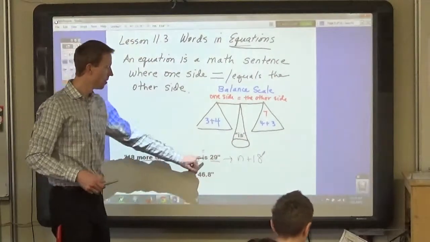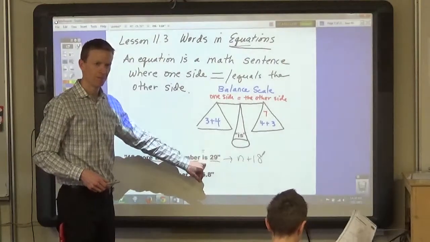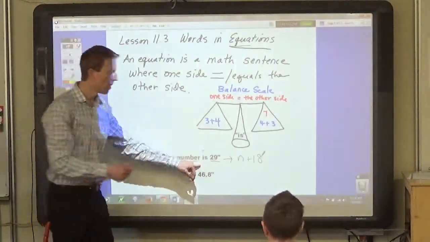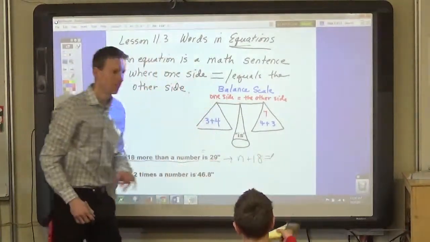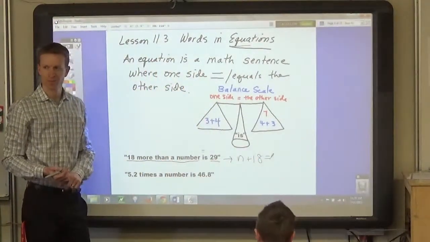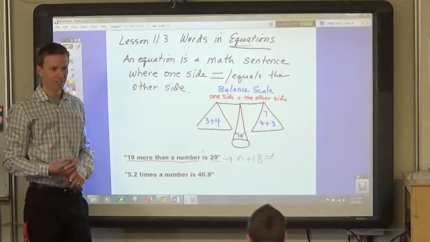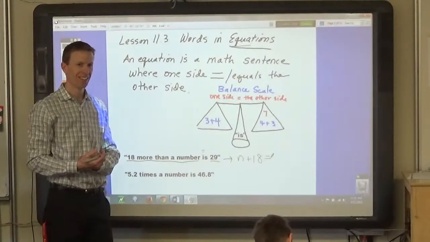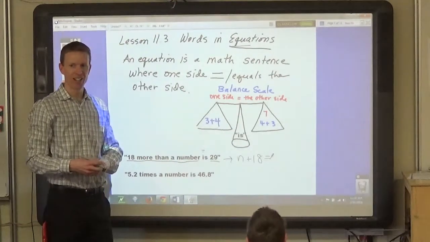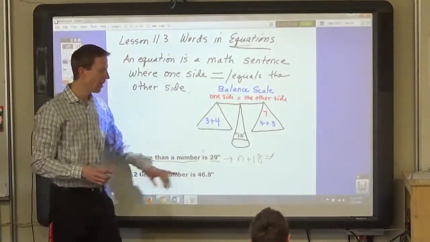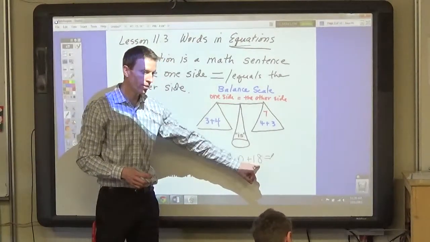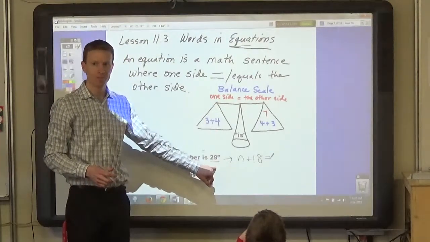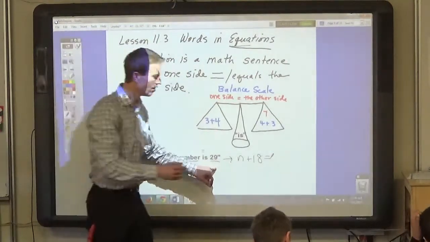What should we put next? The equal sign, right. What goes on the other side? The answer. No, not the answer. It's not the answer yet. No, n plus 18 equals 29. That's what we said.